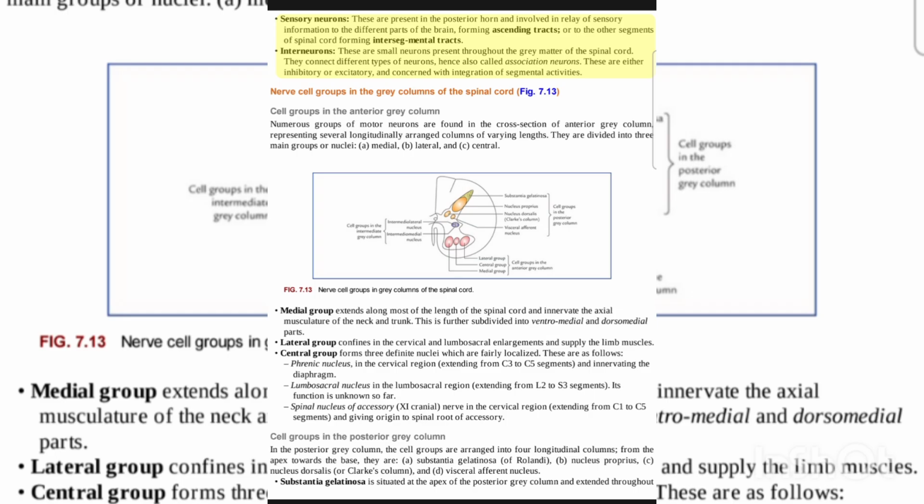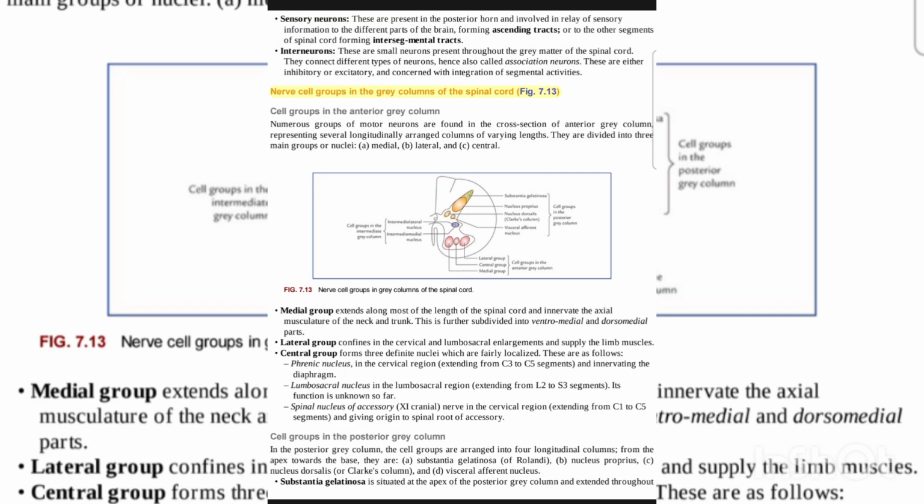Sensory neurons, these are present in the posterior horn and are involved in relay of sensory information to the different parts of the brain, forming ascending tracts, or to the other segments of the spinal cord, forming intersegmental tracts. Interneurons, these are small neurons present throughout the gray matter of the spinal cord. They connect different types of neurons, hence also called association neurons. These are either inhibitory or excitatory, and concerned with integration of segmental activities.